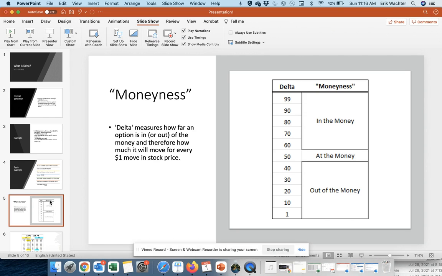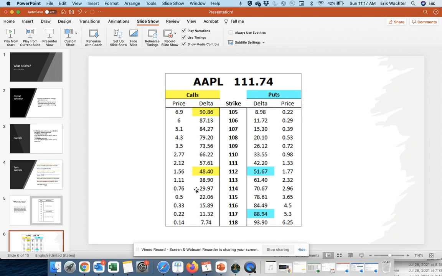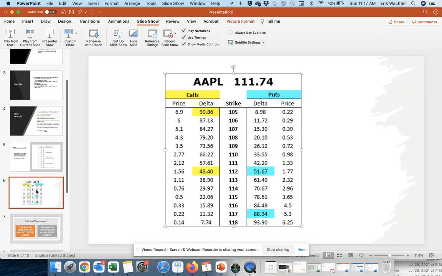Let's go back and do an example with Apple. You can see we have the call side of Apple. If we go farther into the money, so if we decrease the strike price, we're going to have a higher delta. If we increase the strike price with calls, we're going to have a lower delta. The opposite holds true with puts. As we increase the strike price, our delta gets bigger. As we decrease the strike price, our delta gets smaller.